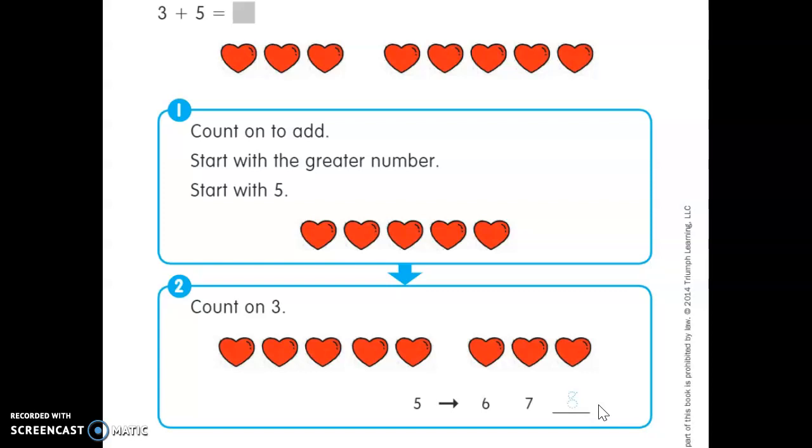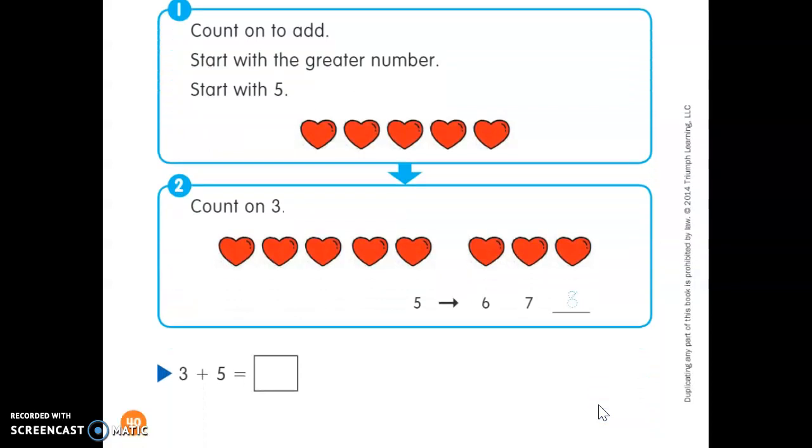And this is the way you guys are going to be adding for these. You guys are just counting on. And remember, we are counting from the greater number. That means the bigger number. So we said 3 plus 5 equals 8. And let me draw that in.